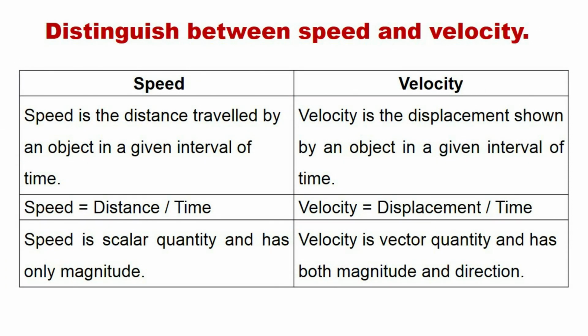Distinguish between speed and velocity. Speed. Speed is the distance traveled by an object in a given interval of time. Velocity. Velocity is the displacement shown by an object in a given interval of time. Speed equals distance / time. Velocity equals displacement / time. Speed is scalar quantity and has only magnitude. Velocity is vector quantity and has both magnitude and direction.